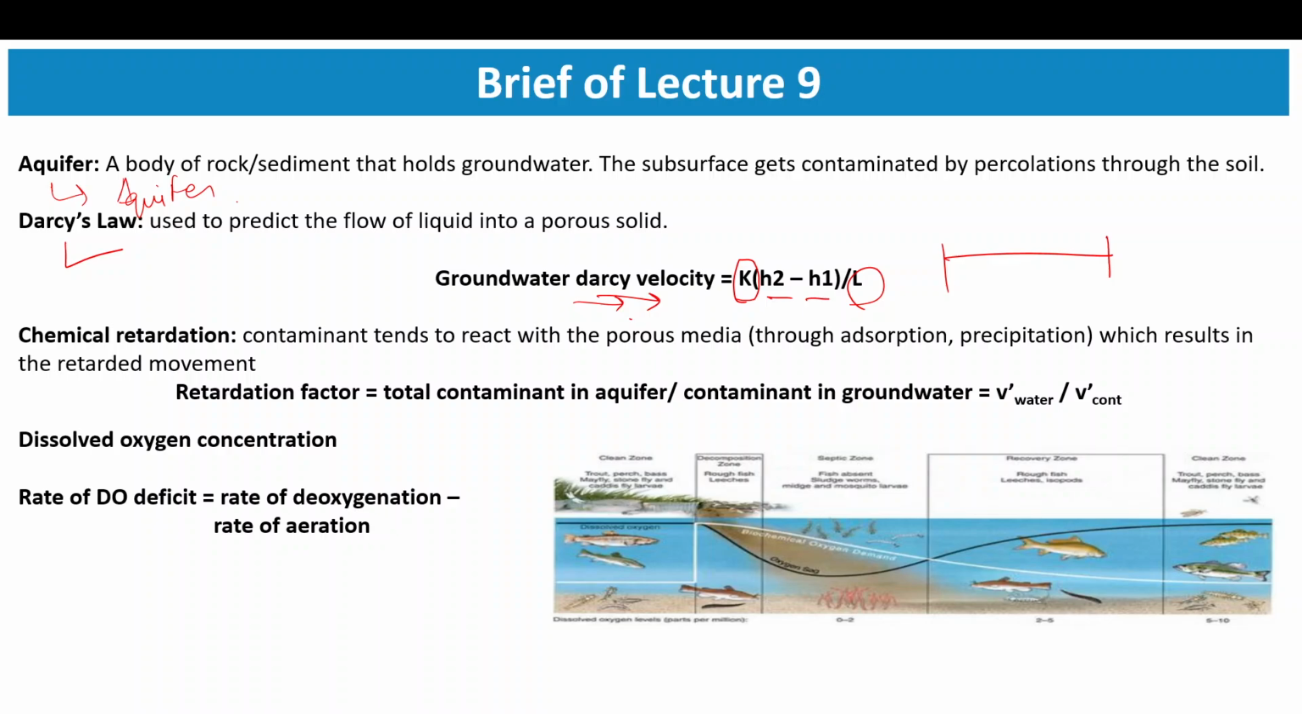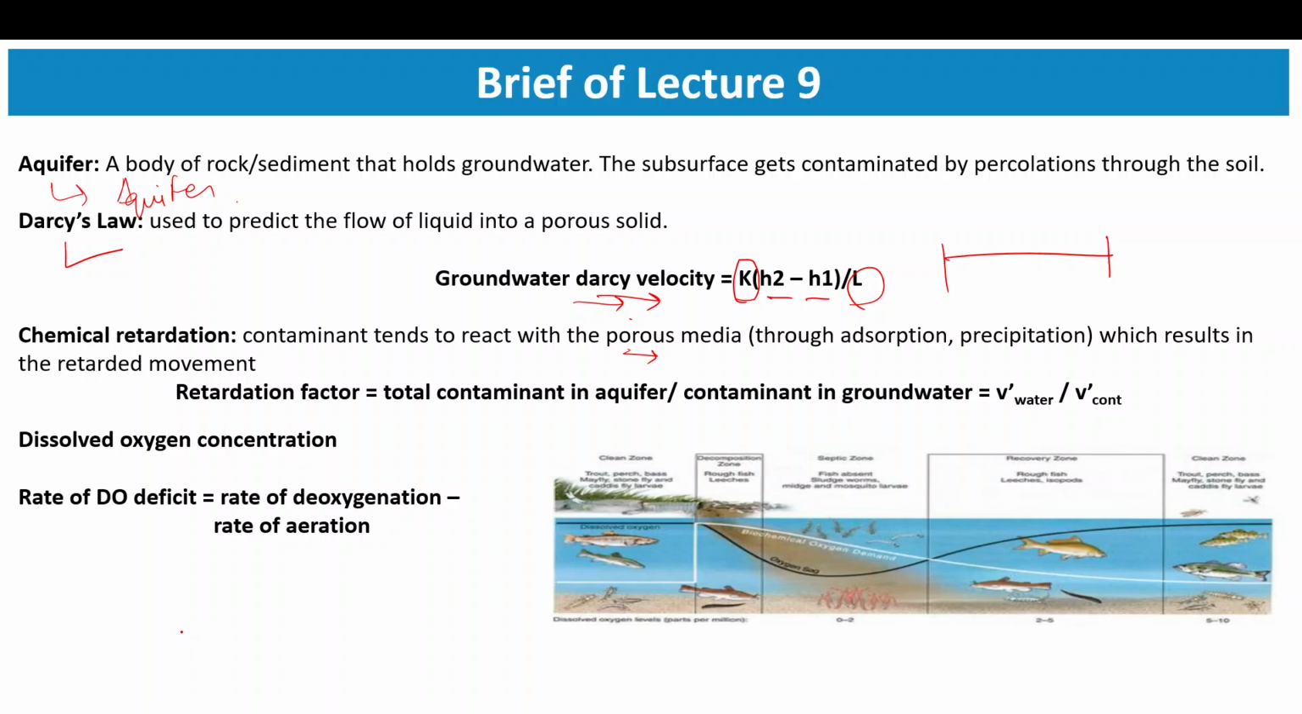Next term was chemical retardation. It is nothing but the contaminant tending to react with porous media through adsorption and precipitation, which results in retarded movement. For example, the contaminant has some tendency to interact with what is present in that aquifer. That porous media is nothing but soil.